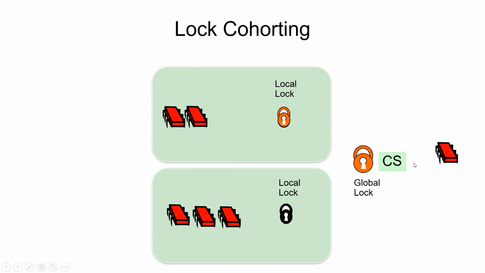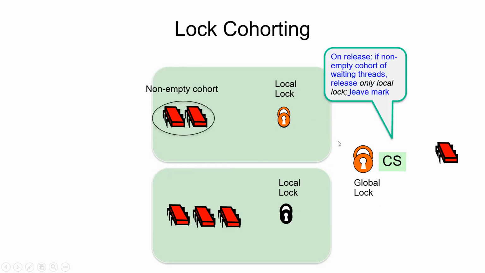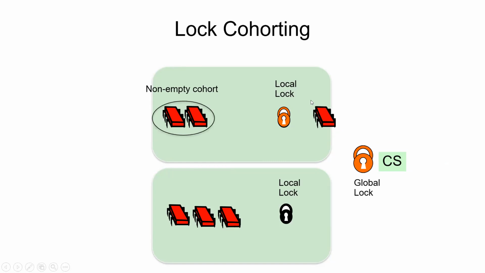Now, after exiting the critical section, instead of releasing the global lock, it will go to the local lock and release the local lock. Once that particular local lock is released, other threads from the same NUMA node can acquire the local lock. Whichever thread acquires the local lock directly enters into the critical section. Why? Because the previous thread released only the local lock. It is not releasing the global lock. So the other thread can directly enter into the critical section.